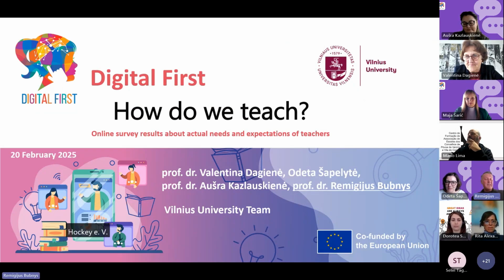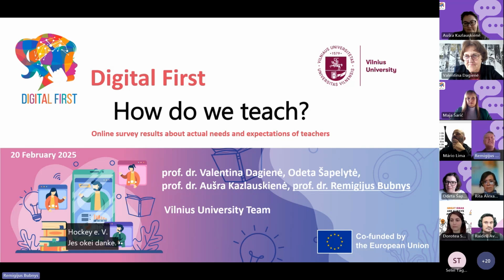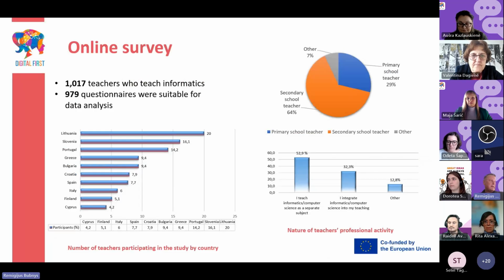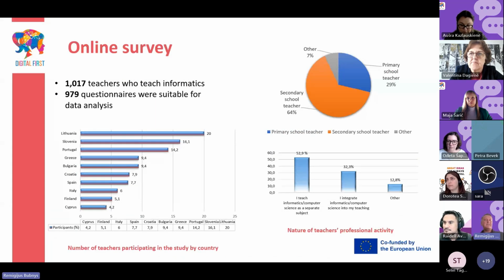Yes. Okay, thank you. Today I will present the main results of an online survey answering the question, how do we teach? The main objective of the study was to identify the main teaching and learning strategies and methods used in the practice of informatics and computer science teaching in schools. The results of the survey reveal the main strategies and most used methods of teachers in their professional practice. The online survey analyzed the data of 979 questionnaires that were suitable for the analysis.